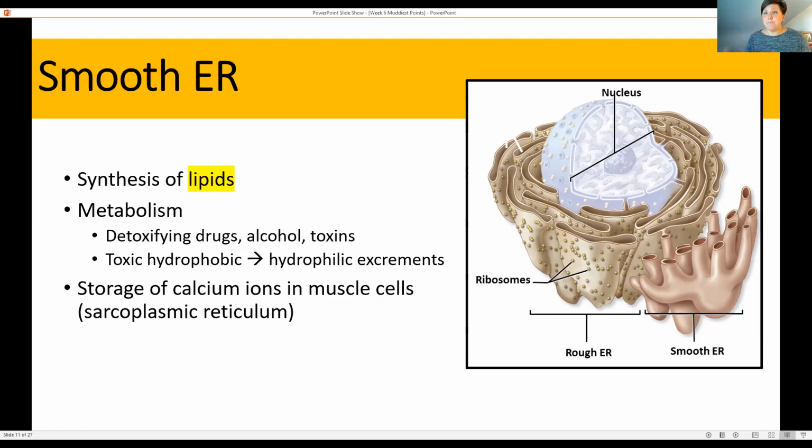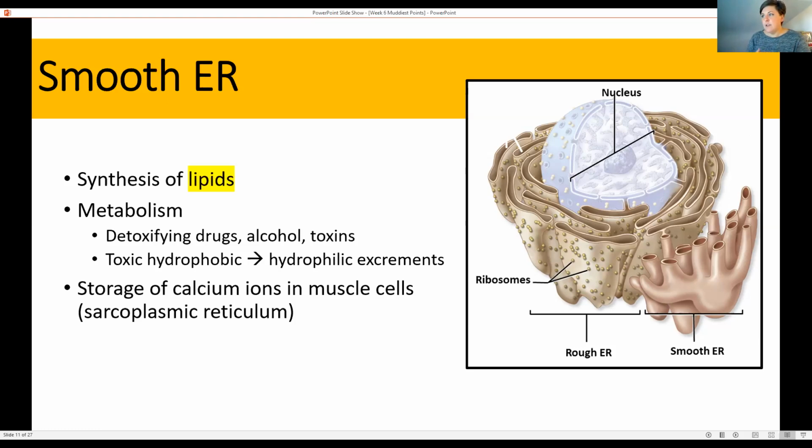As well as that, muscle cells are extremely high in smooth ER because in muscle cells, the smooth ER helps store calcium ions. And calcium ions are really important for the electrochemical gradients, which fuel muscle contractions. So smooth ER is really important for lipids. Smooth ER is also really important for detoxification of drugs, so it's very prevalent in the liver for that reason.